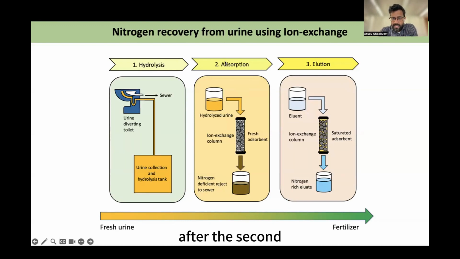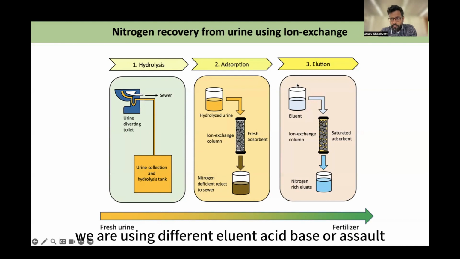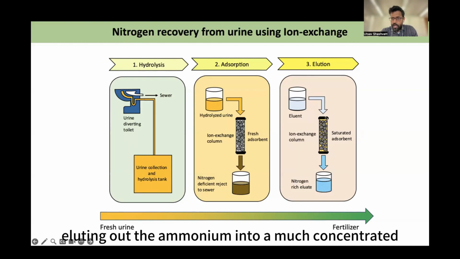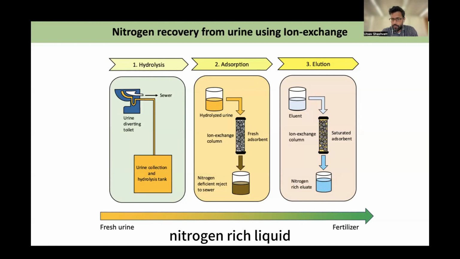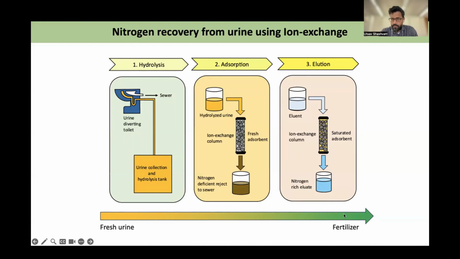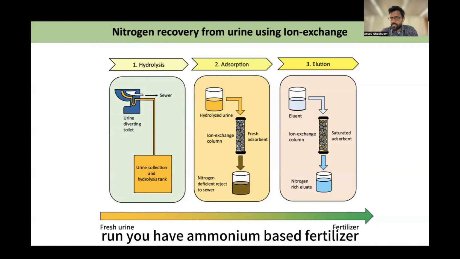After this second stage, which is adsorption based, we'll move on to the third stage, which is elution based. Here we are using different eluents, acid, base, or a salt, and we want to compare their performance in eluting the ammonium into a much more concentrated nitrogen-rich liquid. So basically, you start with fresh urine, and at the end of the run, you have ammonium-based fertilizer.